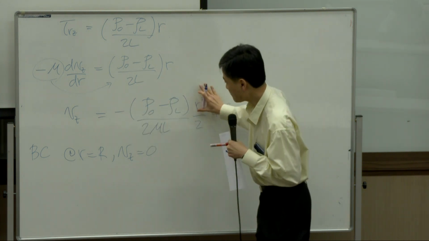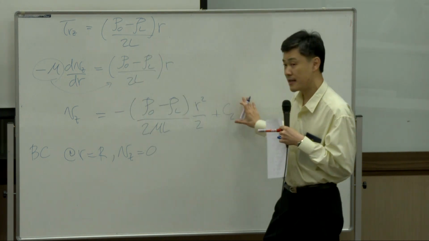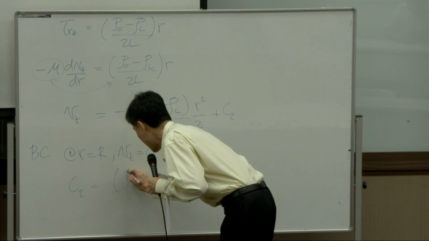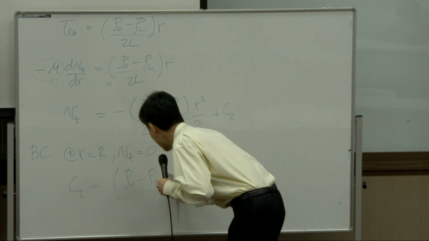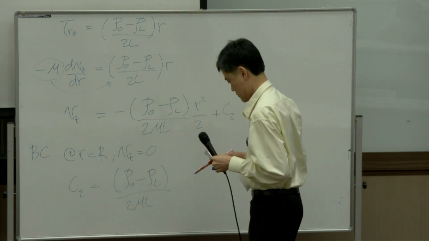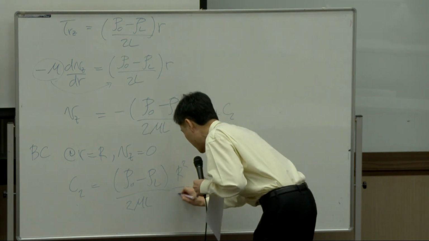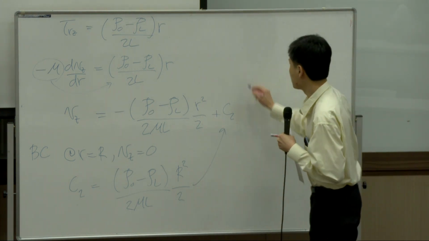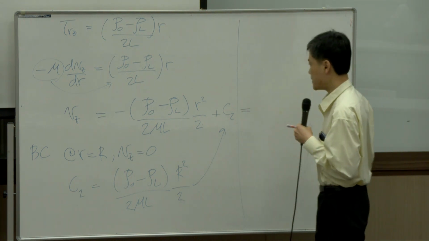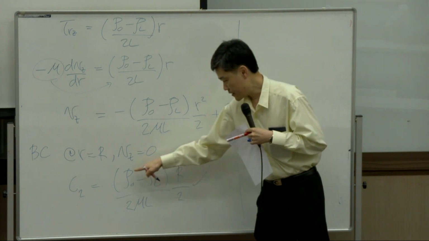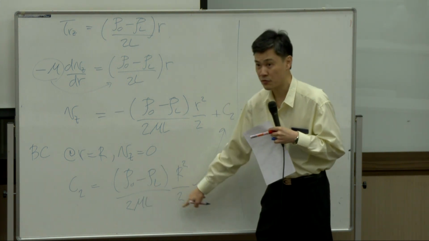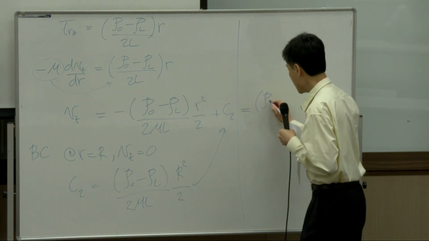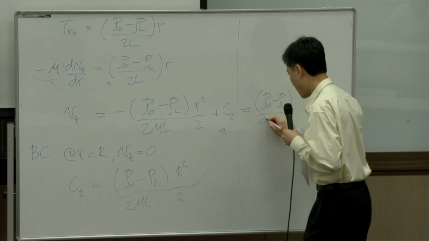That means the whole term moving to the right or to the left, that's C2. So now you get C2 equal to (P0 minus PL) over 2 mu L times capital R squared over 2. That's C2. So plug C2 back here. You get Vz. You can see that the terms pressure, 2 mu L, and these two are common. So you can take it out. So you get (P0 minus PL) over 4 mu L.